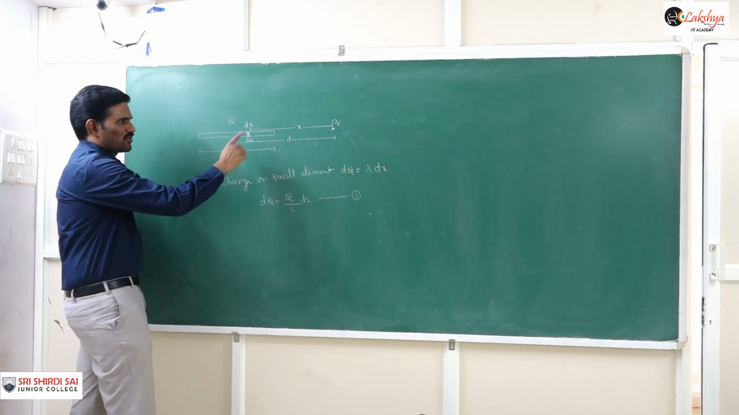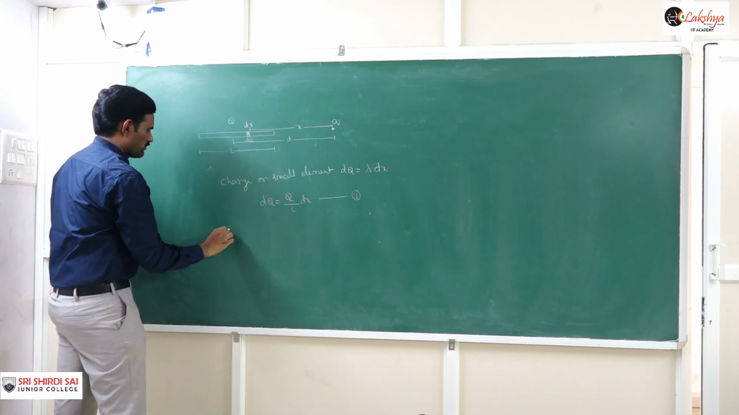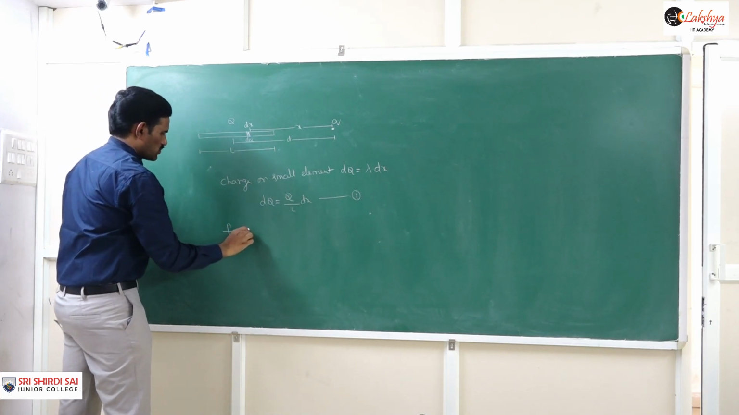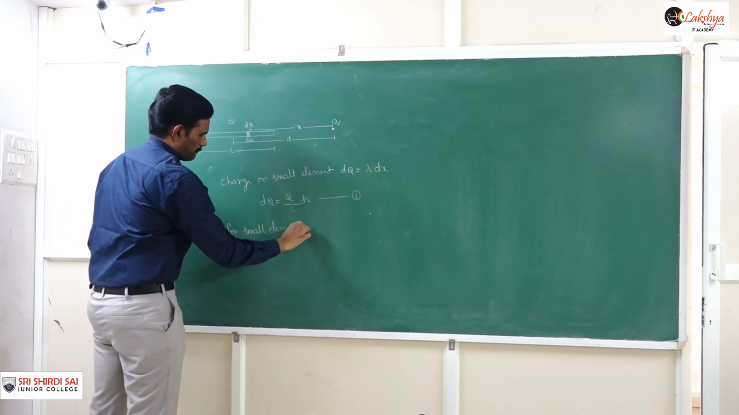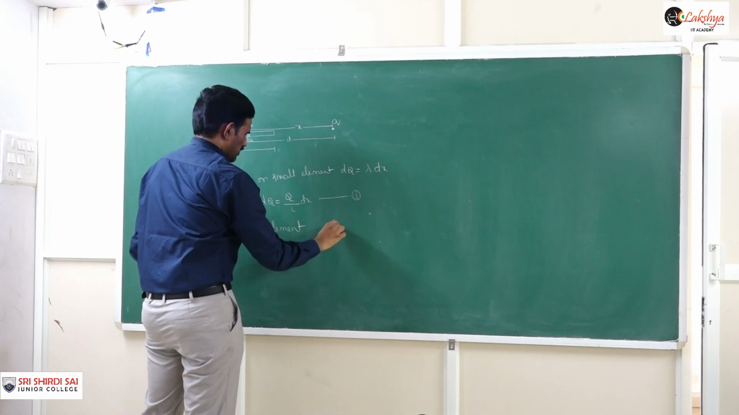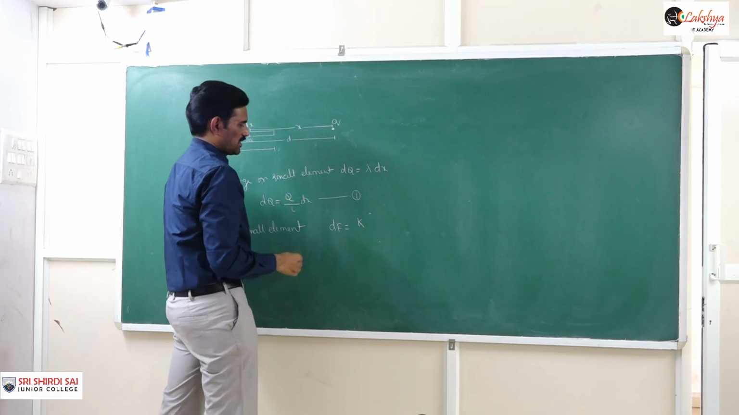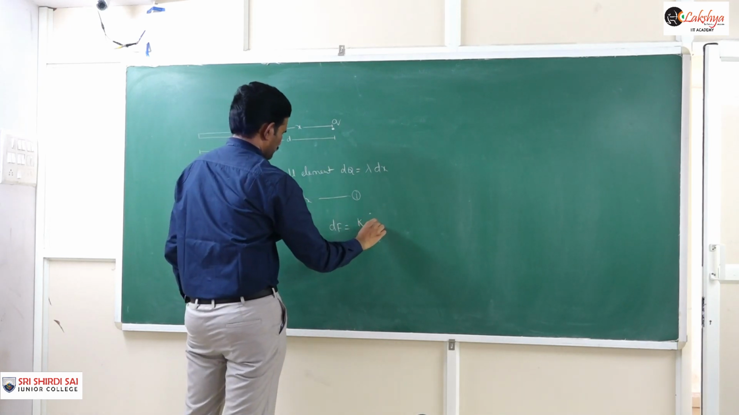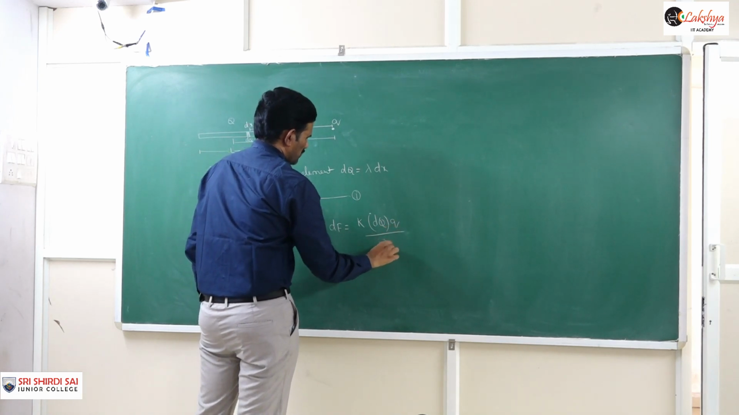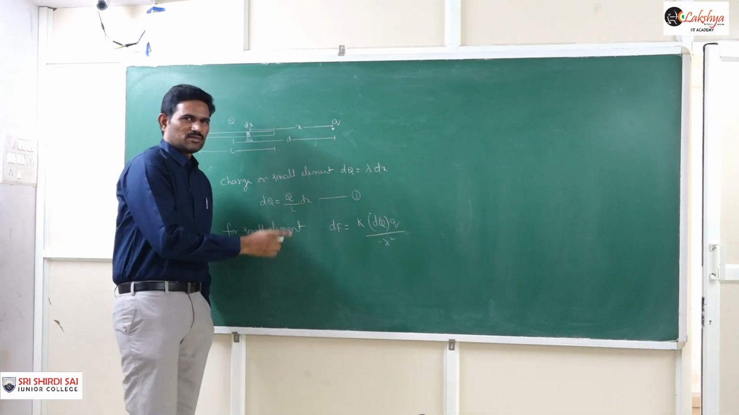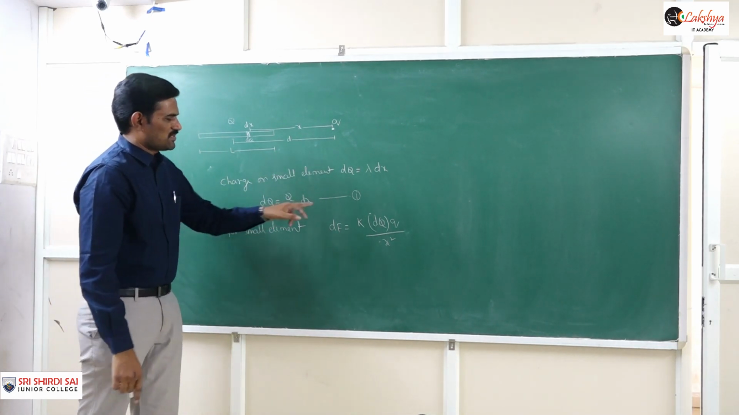Now let us write the Coulomb's law between those two, that means this element and the point charge. So for the small element, I am applying the Coulomb's law. dF is equal to the constant, I am taking it as k, into dq into q by the separation between them squared. The separation between them is x, so you can write that as x square. Now let us substitute this dq value here.